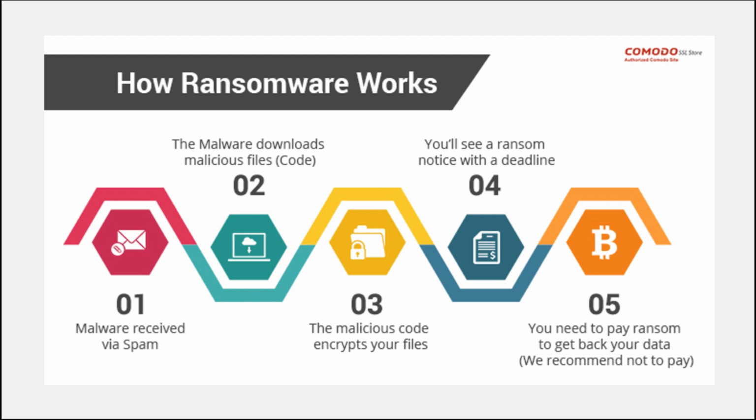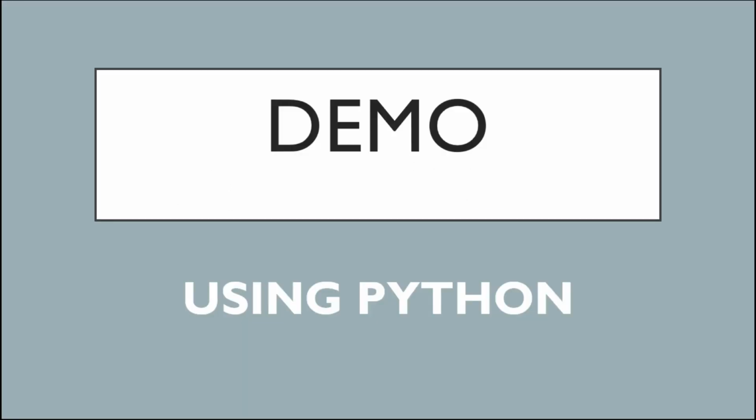There are many stages into which the ransomware attack can be divided. They are the initial compromise, the execution of payload, file encryption, ransom note, ransom demand, communication, payment, and decryption.